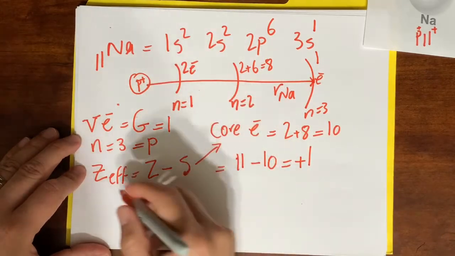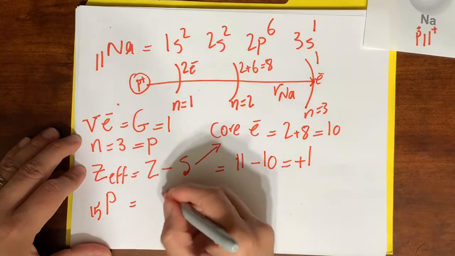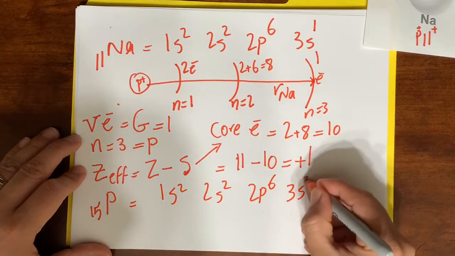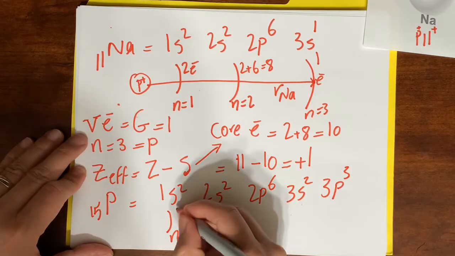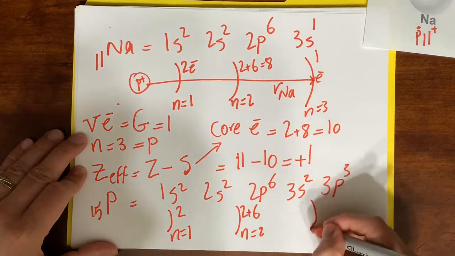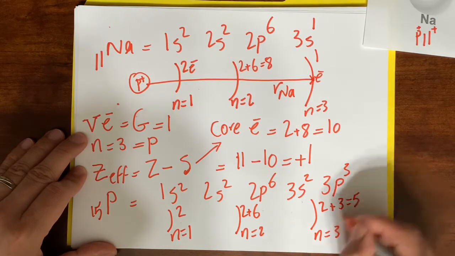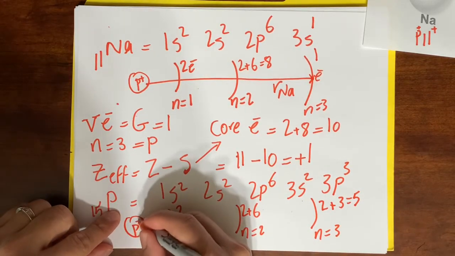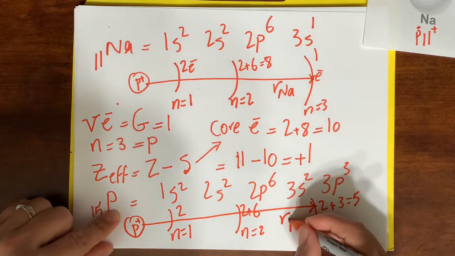How about phosphorus? Phosphorus is 15. So it will be 1s2, 2s2, 2p6, 3s2, and 3p3. So first layer, n equal 1, we have 2 electrons. n equal 2, we have 2 plus 6, and n equal 3, we have 2 plus 3, 5 valence electrons. Okay. And here is our nucleus. This is R for phosphorus.